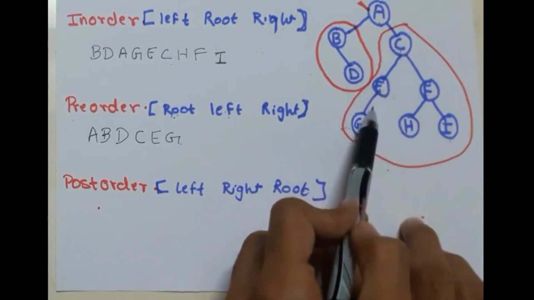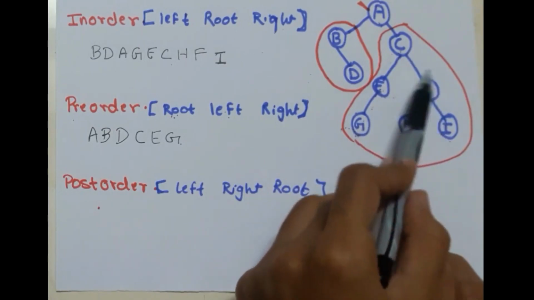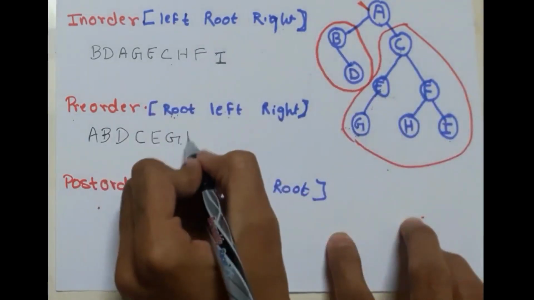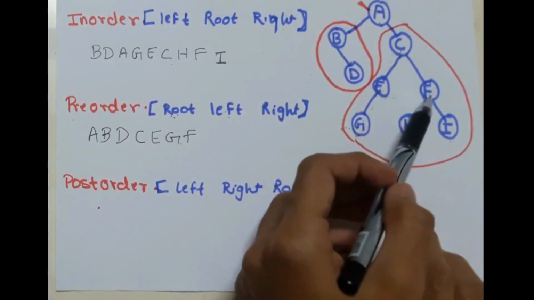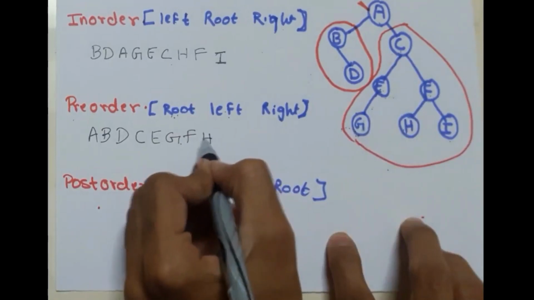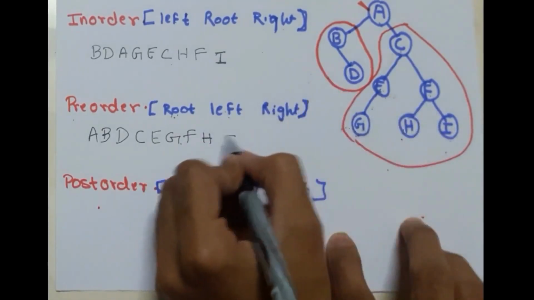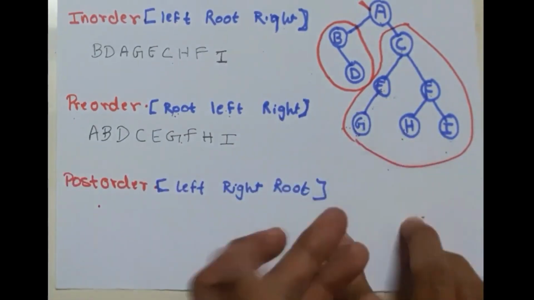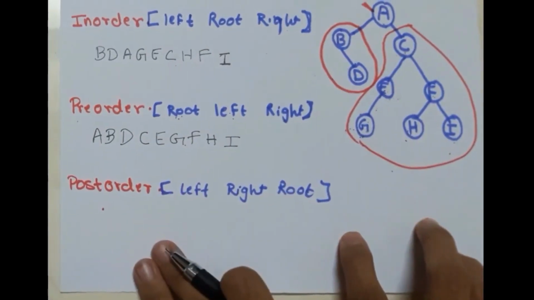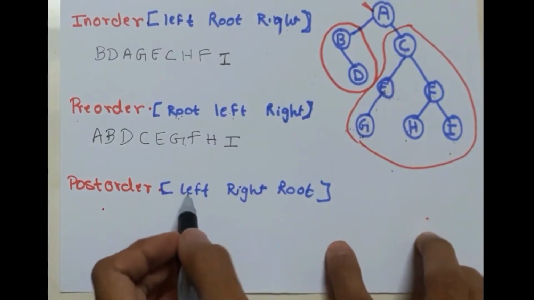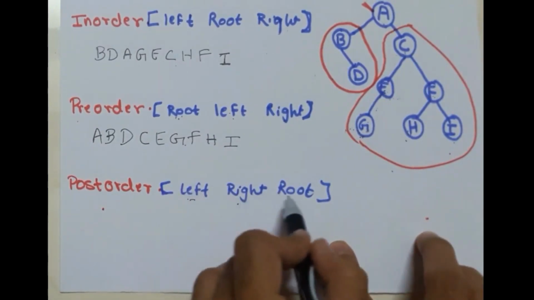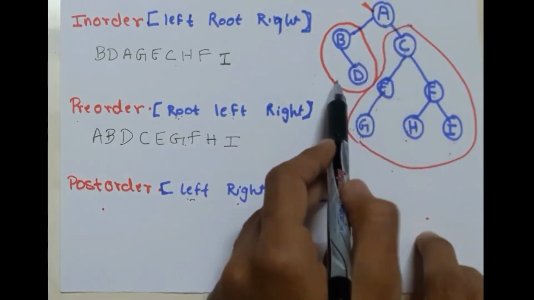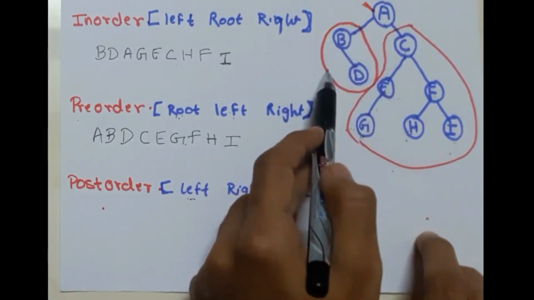So we are done with the root. We are done with the left part. Now we'll go into the right part. So in the right part, you can see that F is the root for H and I. So we'll write F. After root, left. So H. After H, I. Okay. So this is the pre-order traversal for this tree. Now the post-order traversal. So in post-order traversal, first we have to traverse the left subtree, then right subtree, and then the root. For this tree, the root node is A. The left subtree of A is this, isn't it?